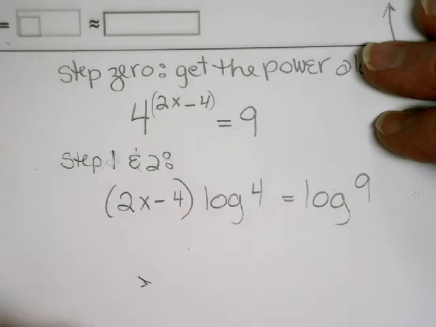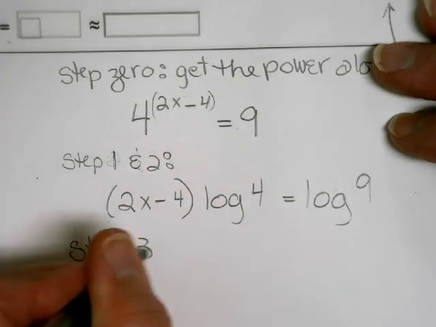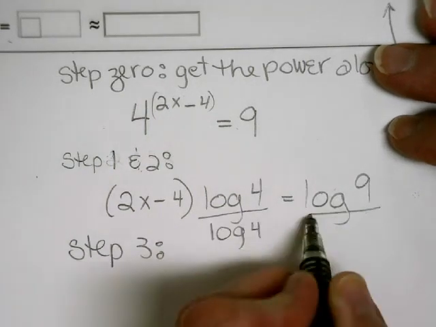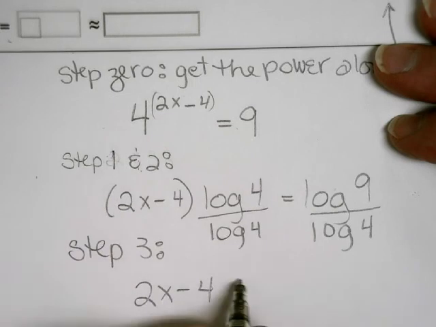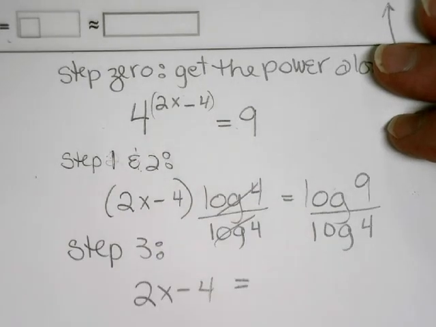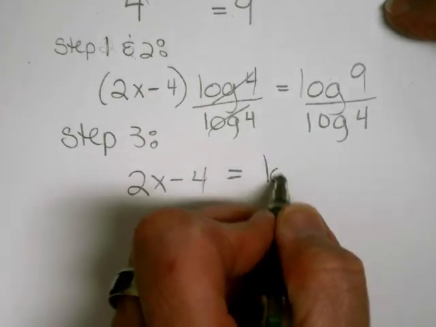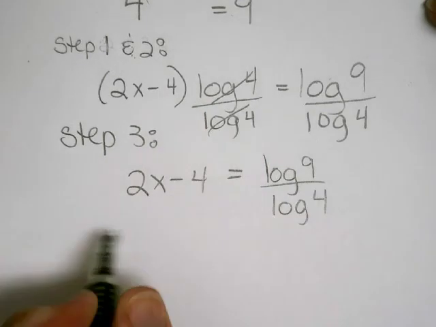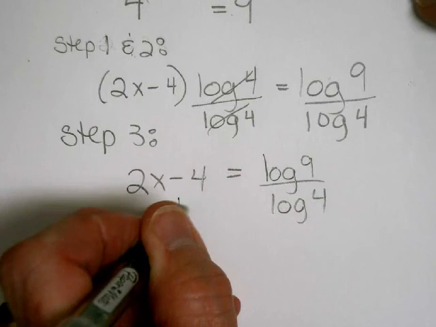I'm sorry, not step 2 and 3, steps 1 and 2. That's what I was going to say. Step 3 is solving for x. Step 1 and 2, I apologize. I put those together. Now step 3 is solve for x. So I got to divide by log of 4. And so I have my 2x minus 4. Parentheses aren't necessary anymore because these cancel. Am I still on the screen? I am. The log of 9 over the log of 4.